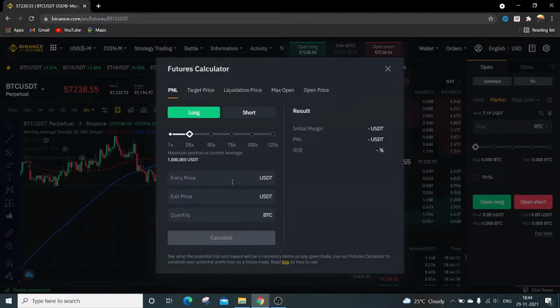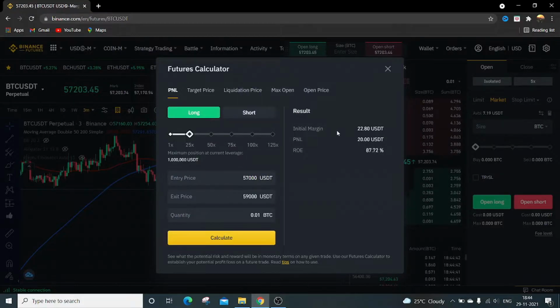Entry price, I will keep at 57,000. Then exit price I will keep at 59,000. And the quantity, I will keep 0.01 BTC at 25x of leverage. Then I will click on calculate. Make sure that if you are taking a long position, this is highlighted. Then click on calculate. Results will be shown over here.